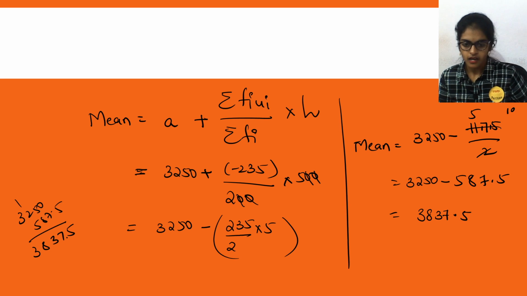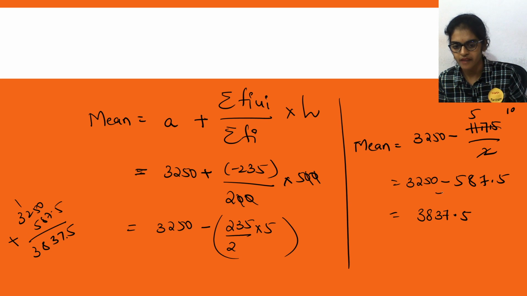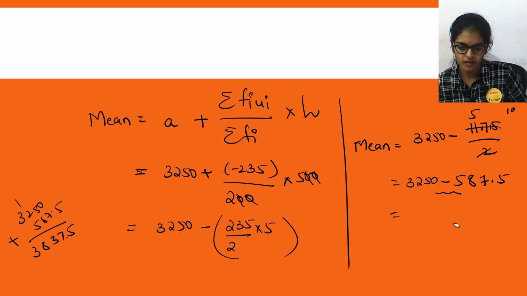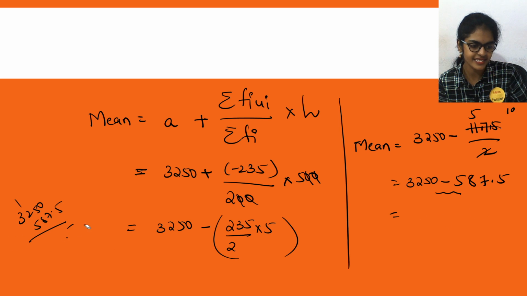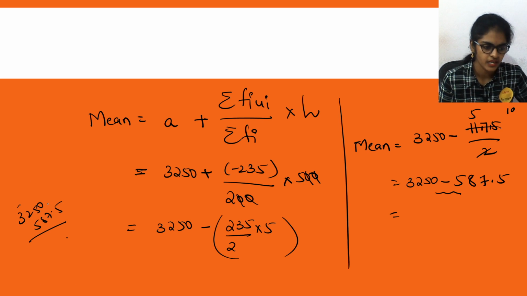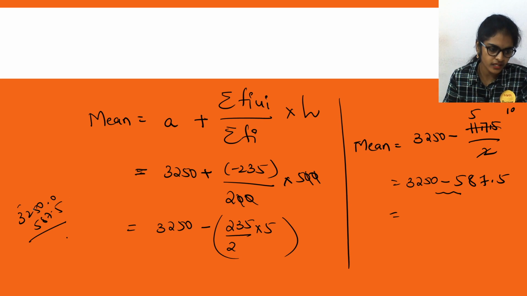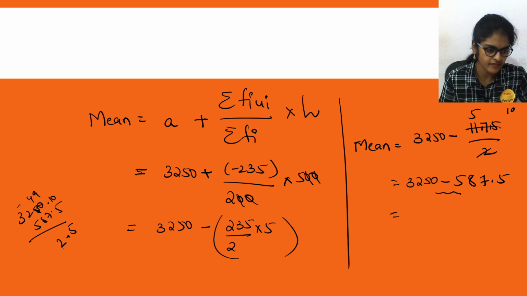3837.5. Acha, one second, yeah, we have added here. So actually you have a negative sign here, you have to subtract. Okay, so you should not add, you have to subtract. So you have to be careful with the sign, isn't it? So subtracting, see here, what do we get? For subtracting, I have to take a 0 here, and I have to borrow. So 10 minus 5 is 5, and I have a point. 9 minus 7 is 2.